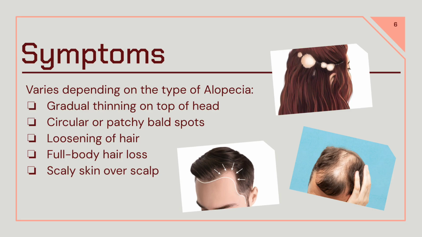Some common symptoms of alopecia include gradual thinning on the head, full body hair loss, circular or patchy bald spots across the head, sudden loosening of the hair, or patches of scaling that spread over the scalp.